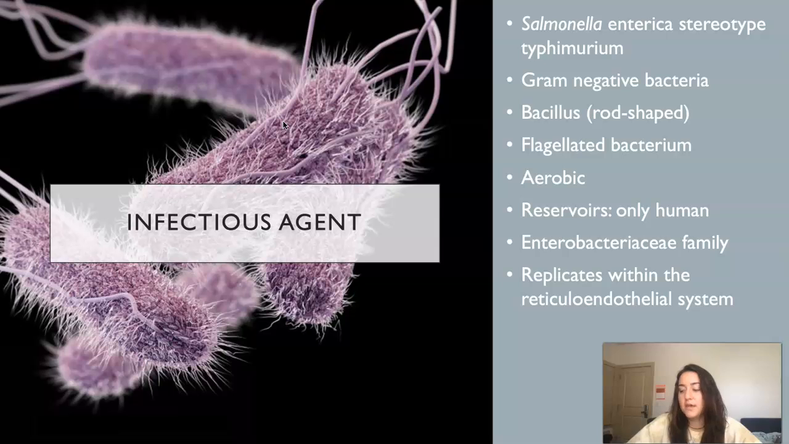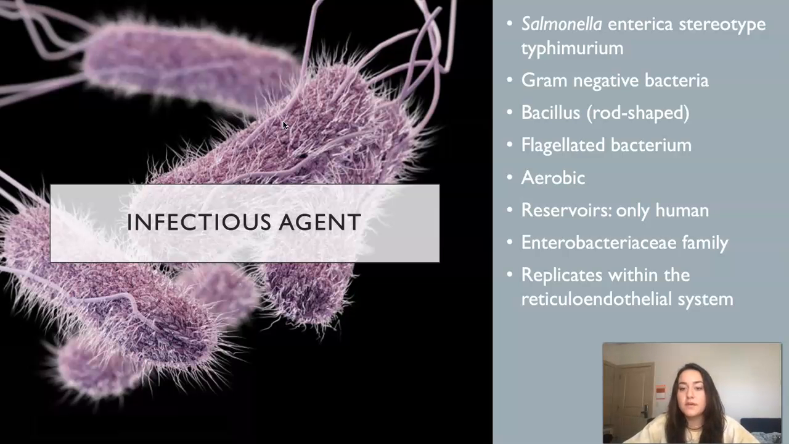It's part of the Enterobacteriaceae family, and other members of this family are E. coli and Shigella. So E. coli causes UTI and diarrhea, and then Shigella causes diarrhea, fever, and stomach cramping.